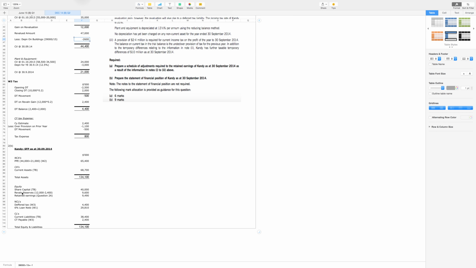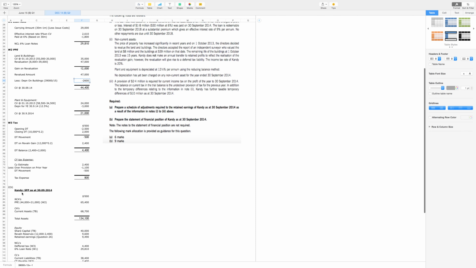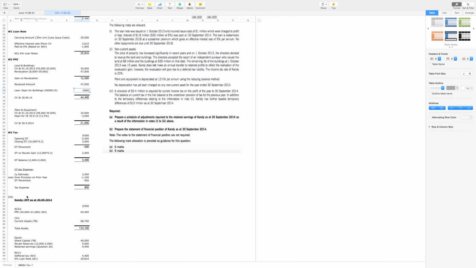We then look at our revaluation reserve. Now remember, we did have a revaluation, interestingly, and we've already done the hard work here. So we've got a gain on revaluation of 12 million, so we know this goes to our revaluation reserve. However, it does give rise to a taxable temporary difference, deferred tax liability.